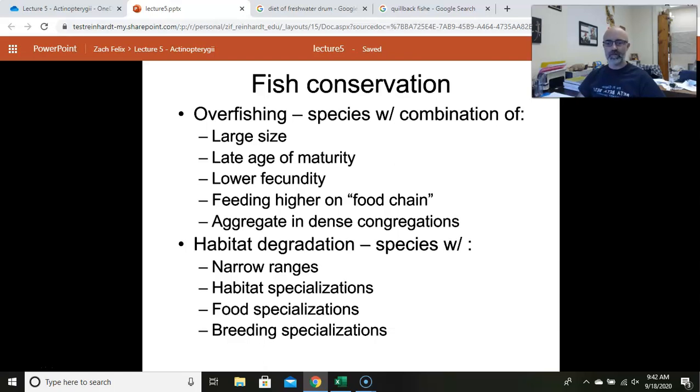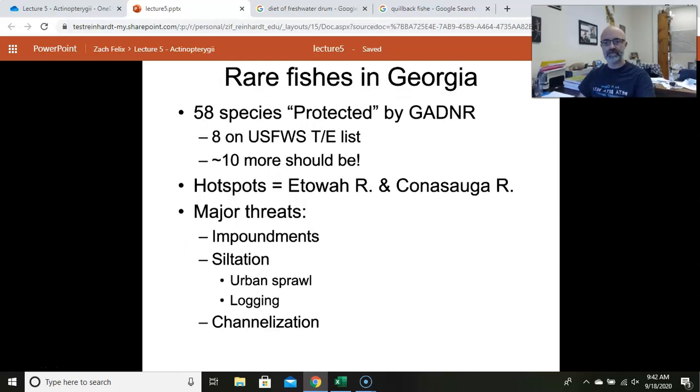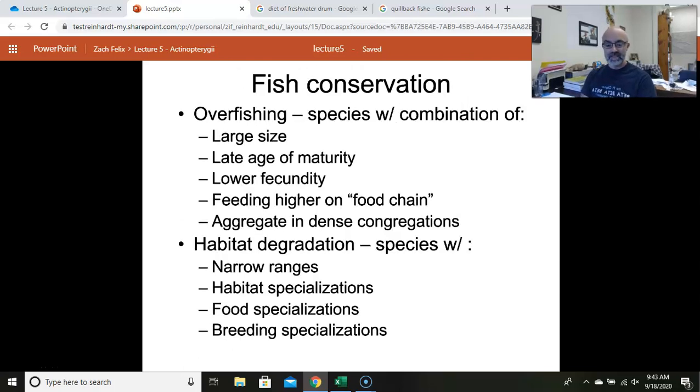Same thing with food and breeding, right? If you only eat a specific picky thing, if you only lay your eggs in a very specific picky area, then if that area or that food disappears, you're by nature endangered. And a lot of those things, particularly the habitat degradation, right?